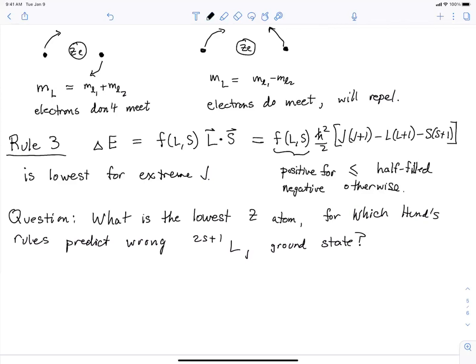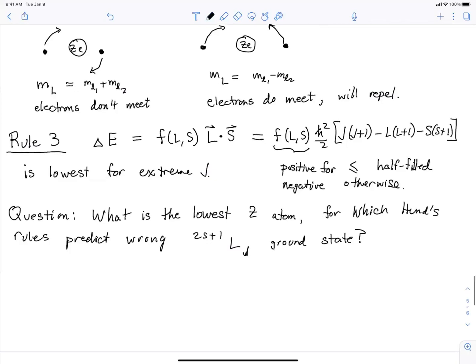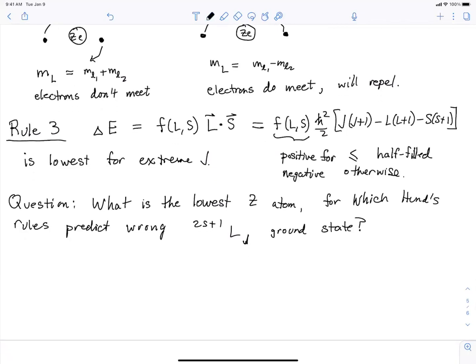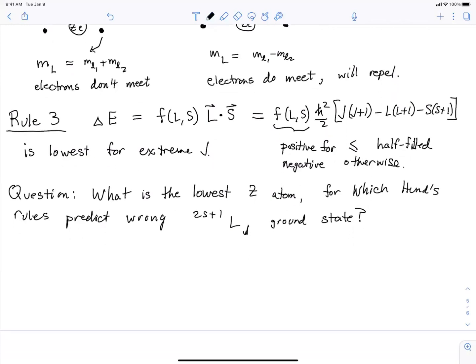I looked around and I was unable to find an example of this, either working on my own or in the literature. So if you find an example like that, please let me know. I did do quite a bit of trying to find one, so I don't think it's too easy, but that will be worth a bounty of 2 points as a correction to the lecture notes if you can give the lowest or any example in which Hund's rules actually fail to predict the right ground state.